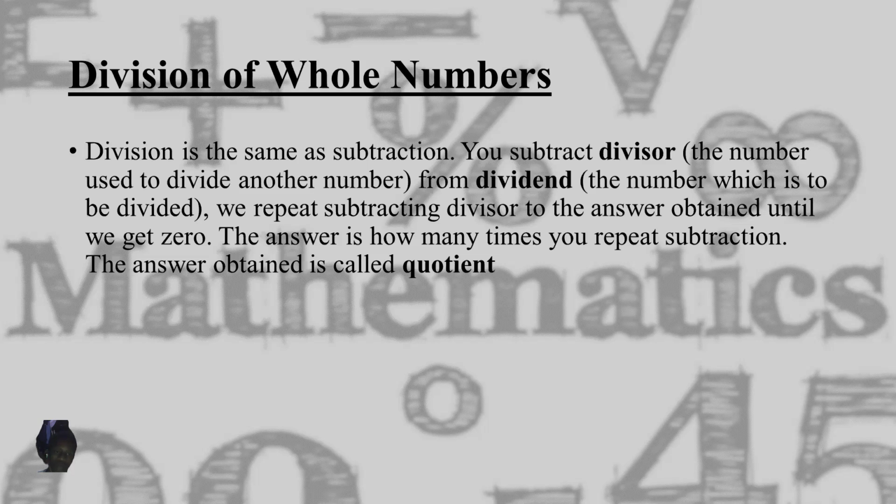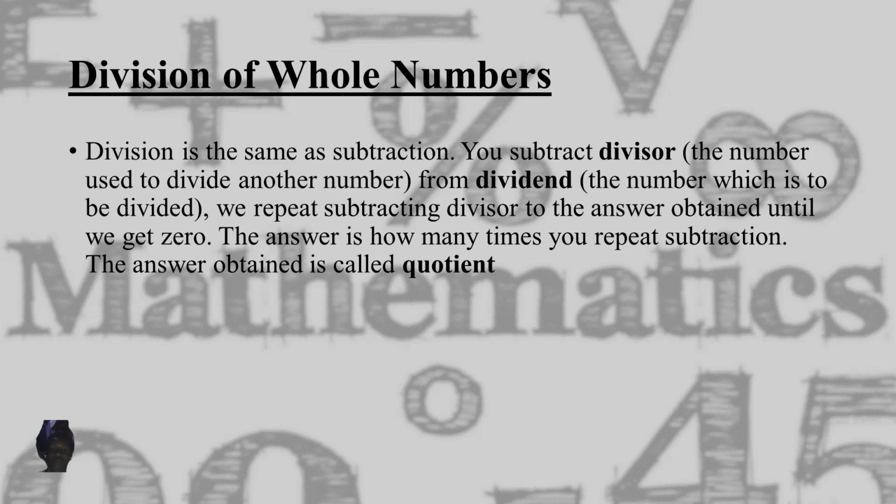Then division of whole numbers. Division is the same as repeated subtraction. The number used to divide another number is known as the divisor. The number which is to be divided is known as the dividend.